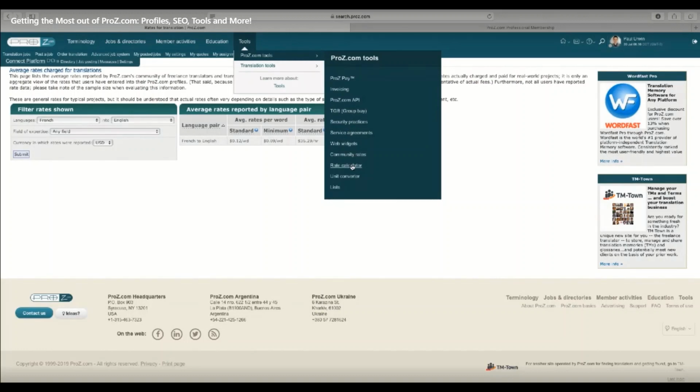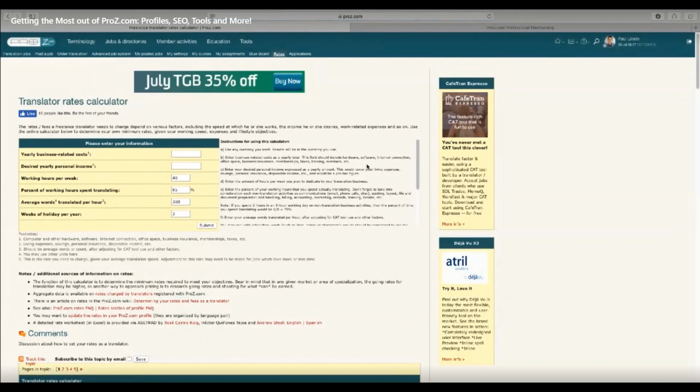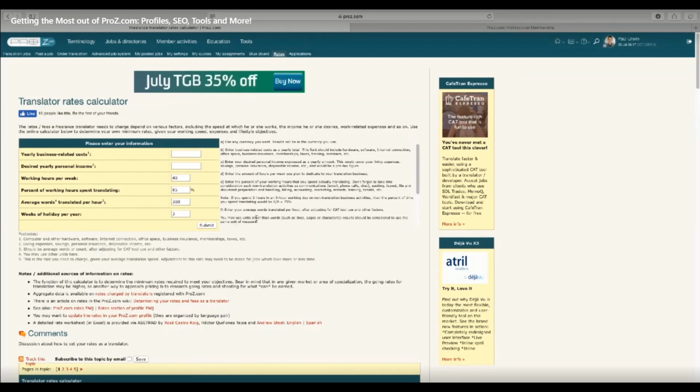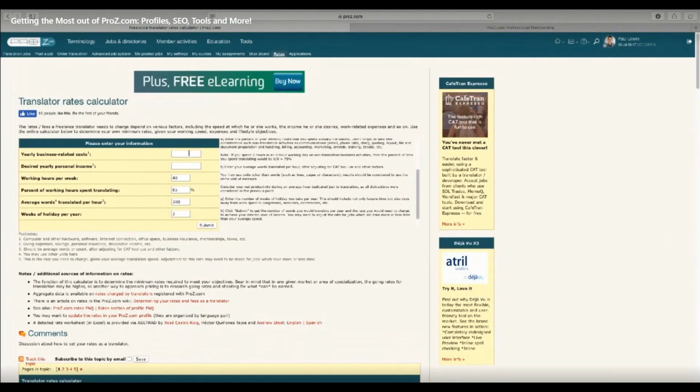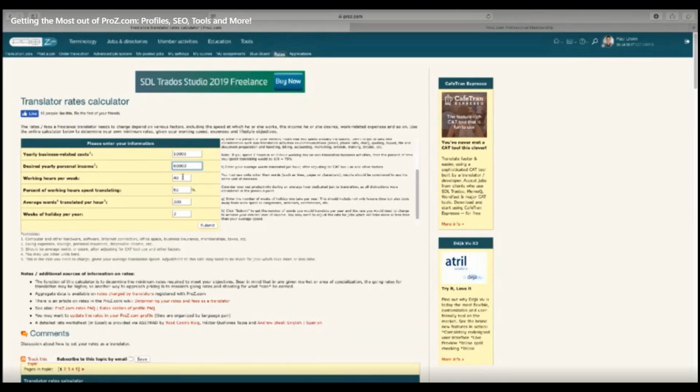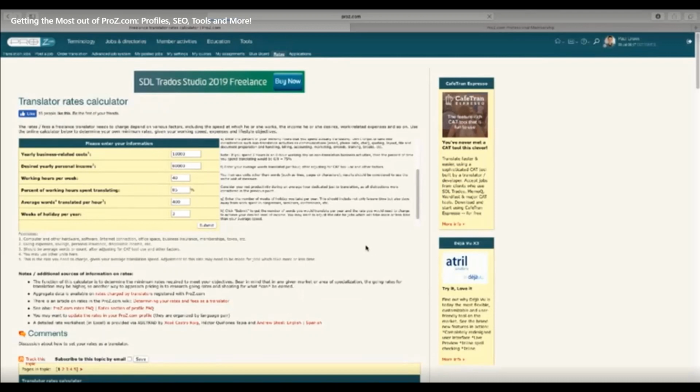Also, this rate calculator, well worth a look at. This is going to enable you to establish your own rate. So I won't go into all of this text, but it's really worth reading all of this text available on the Proz.com site. So let's see how this works. So let's say my yearly business-related cost, let's put that in as $10,000. I'd like to earn $80,000 a year, work 40 hours a week. Percent of working hours spent translating, well, let's say 85%. You can obviously change that. Average words translated per hour, 300. Well, let's say a little bit higher, 400. Weeks of holiday per year, 3. Okay, that seems reasonable. And submit.